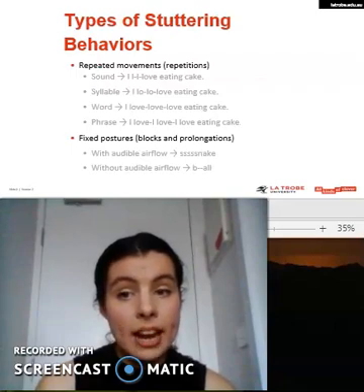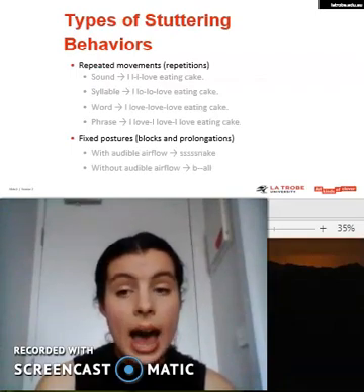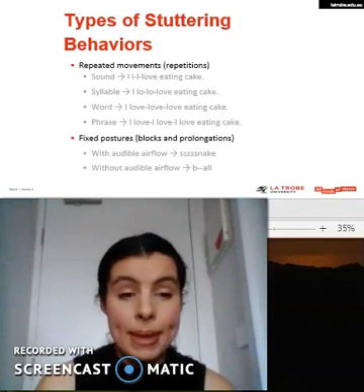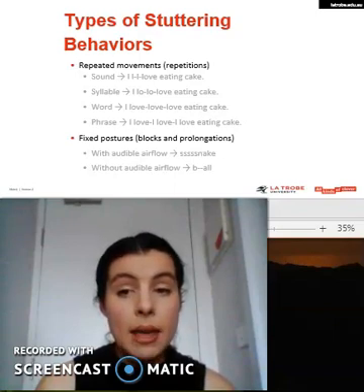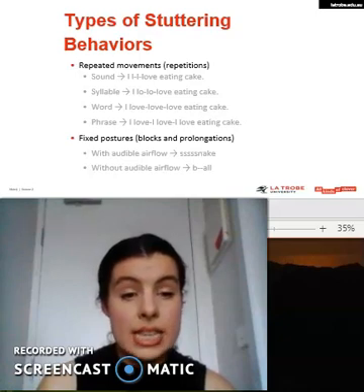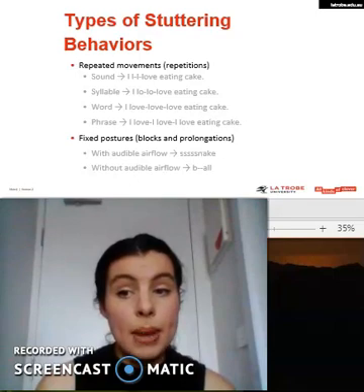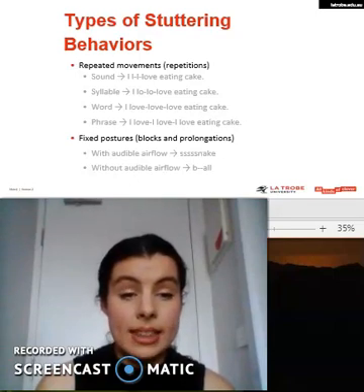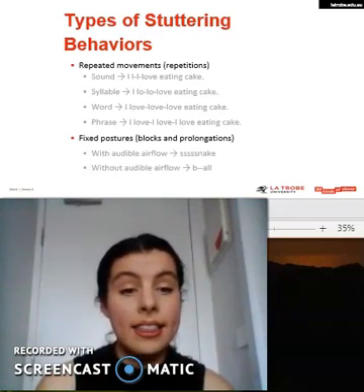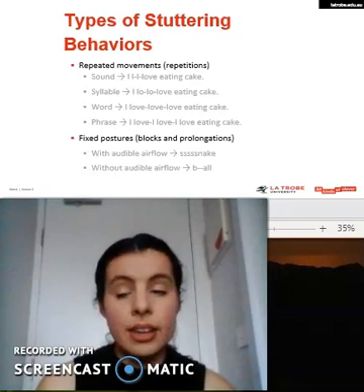So there are two main categories of stuttering behaviours: unambiguous stuttering behaviours and ambiguous stuttering behaviours. Unambiguous stuttering behaviours include repeated movements. This includes a repetition of a sound, syllable, word, or phrase. For example, a repeated movement at the sound level may sound like this: I love cake.